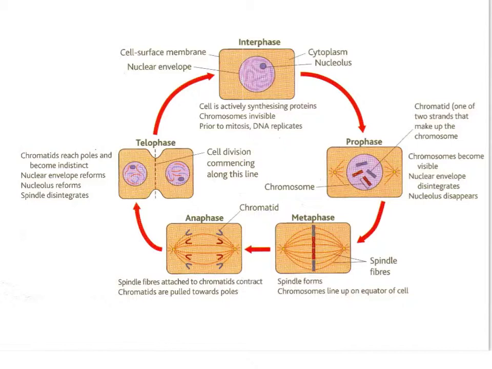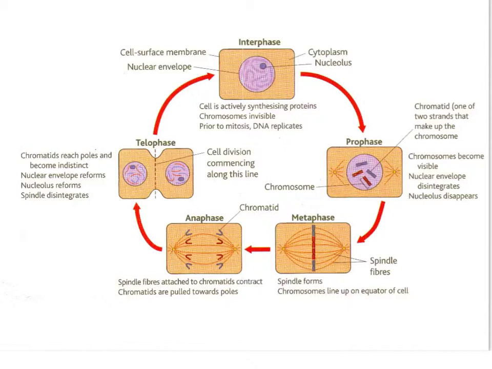These spindle fibres then condense and contract, and they pull and they break the centromeres, and we're now into a phase called anaphase, and this is where the chromatids, so they're not really called chromatids, are now broken, and they are now being pulled towards those centrioles.